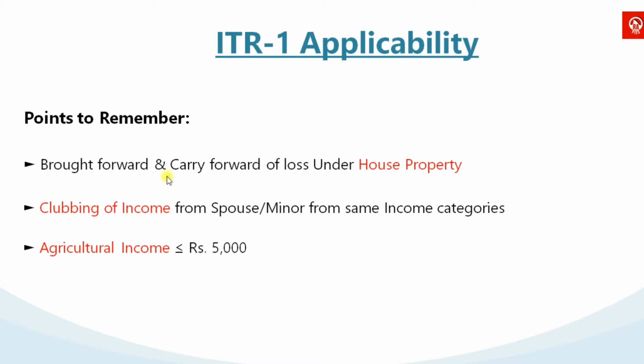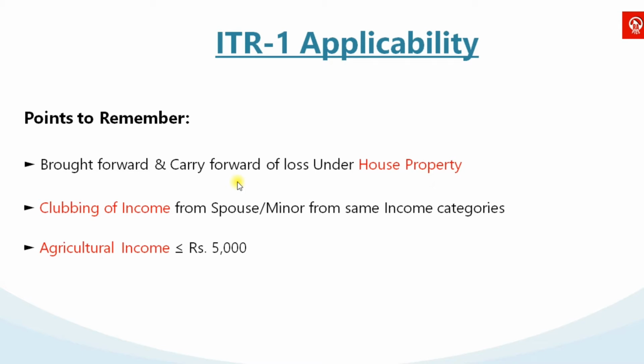But what if you are having a loss? In case you are having a loss from the house property head, that means when you claim interest on your housing loan as deduction, then you will get a house property loss. In such a case, if such loss is up to 2 lakhs, then you can file ITR1. Instead, if such house property loss is more than 2 lakhs rupees, or if you want to bring forward last year's house property loss, then ITR1 is not for you. You need to use ITR2 in these two cases.